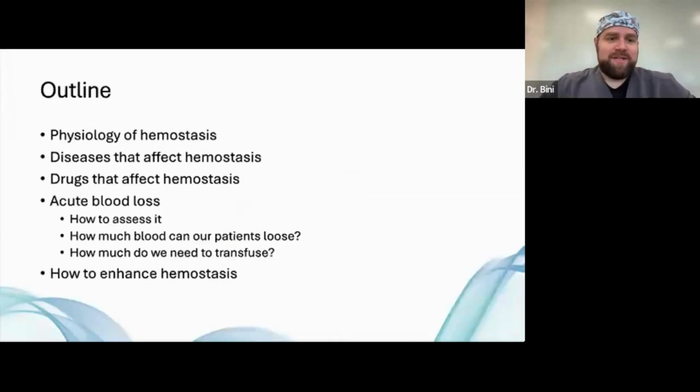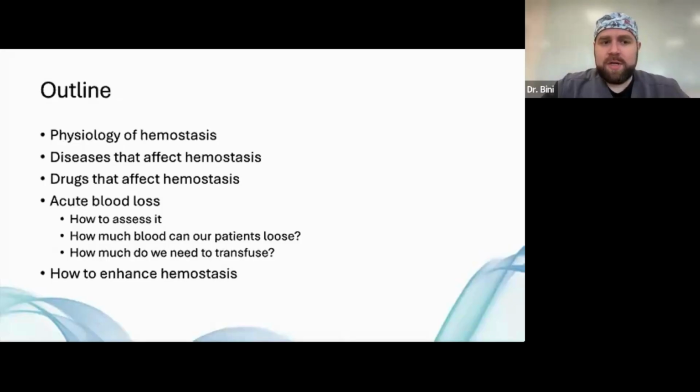So today we're going to talk about bleeding a little bit. Just as a brief outline, we're going to go over the physiology of hemostasis, diseases that affect hemostasis, because a lot of the times we take these patients to surgery and some of these diseases do affect whether these patients are able to coagulate appropriately or not. And then which drugs can also affect hemostasis.